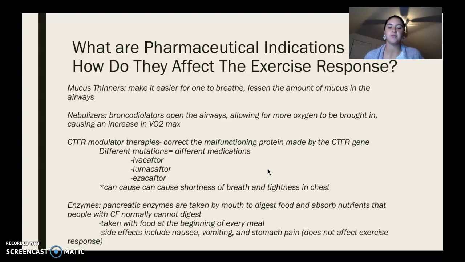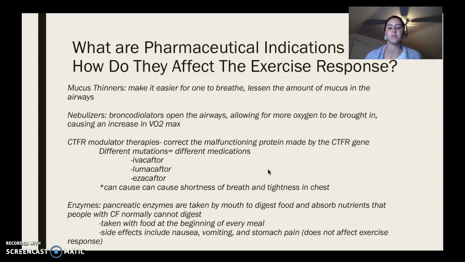Some people use CFTR modulator therapies. This corrects the malfunctioning protein made by the CFTR gene. And different mutations require different medications. There's a lot of different mutations when it comes to cystic fibrosis. Everyone's different. As I said, the disease varies in severity and what kind of mutations are present. There's certain medications for that, and they can cause shortness of breath and tightness in the chest, so you'll have to watch that during exercise if you're exercising someone with CF.